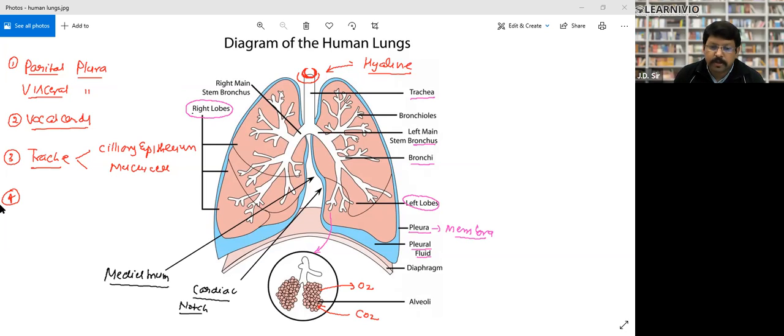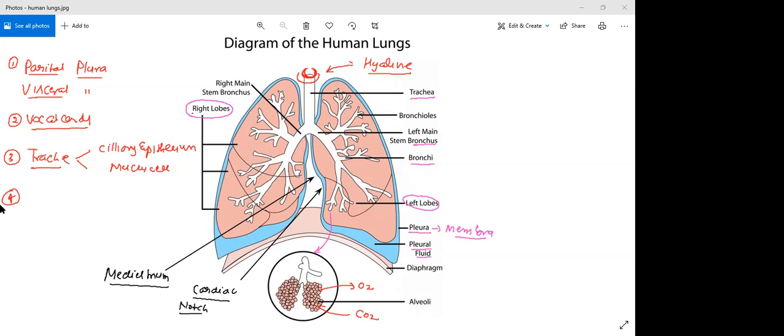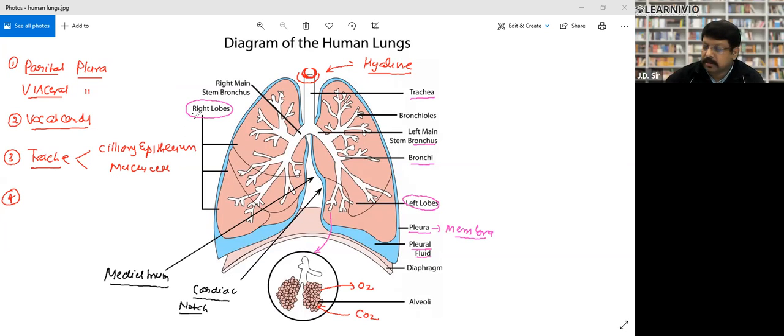So this was something about the respiratory system of a human being. Is it clear to all of you, or do you have any doubt? Okay, great. Now there is a topic called respiratory volumes. Then we will study the mechanism of respiration. So put the next heading, respiratory volume.